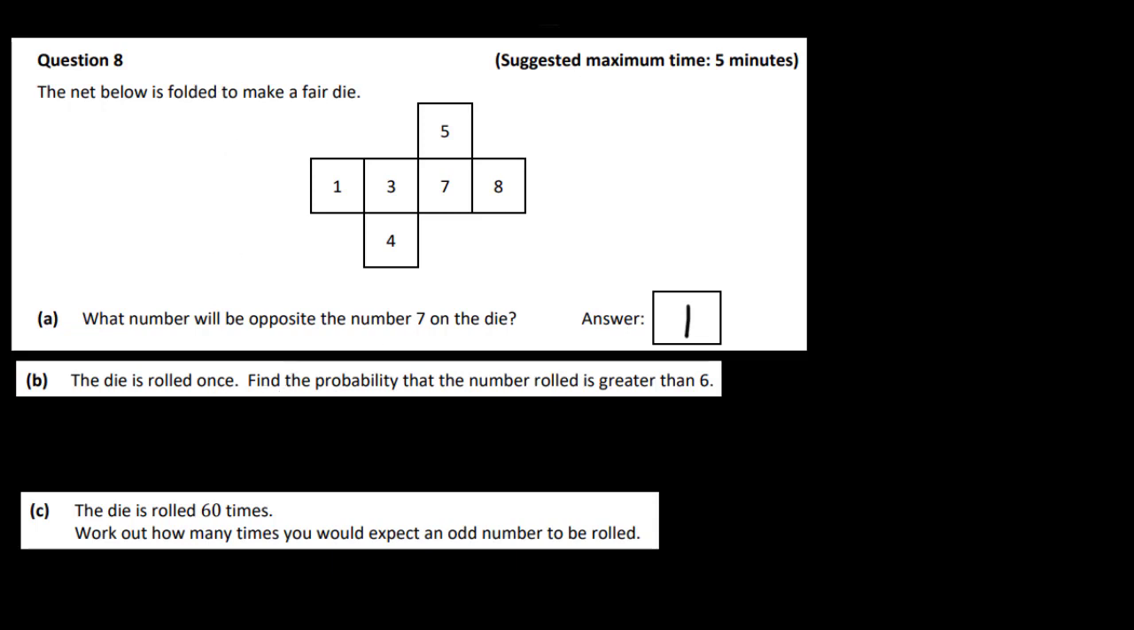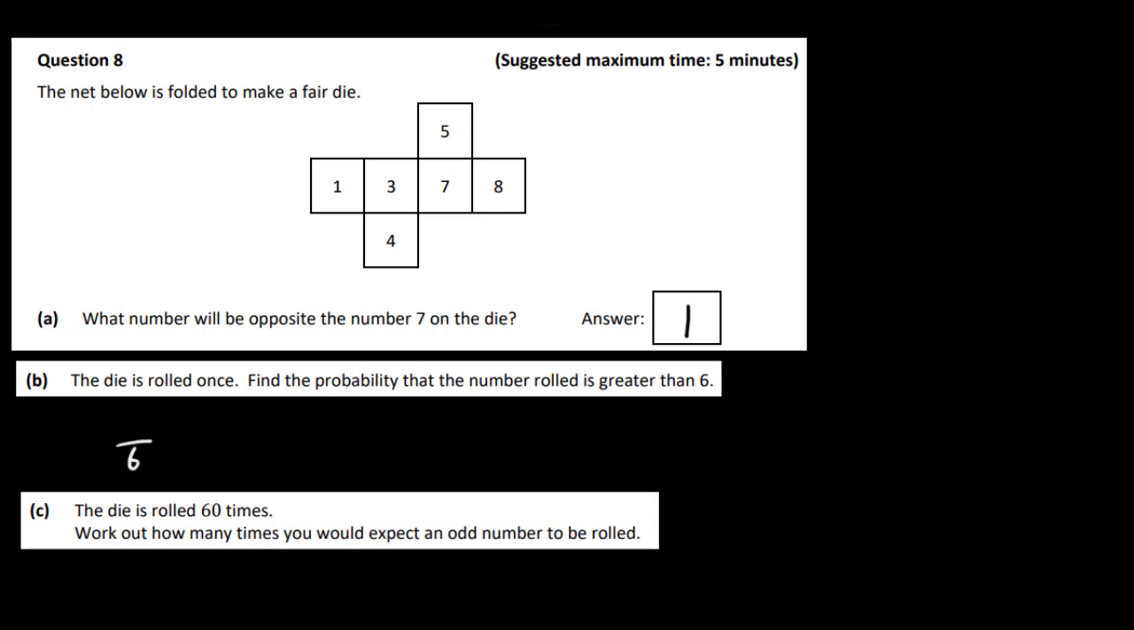Okay, so second part of this question then is the die is rolled once. Find the probability that the number rolled is greater than 6. Well, we have 1, 2, 3, 4, 5, 6 sides to our die. So it's going to be something over 6. So our answer here is just going to be something over 6.